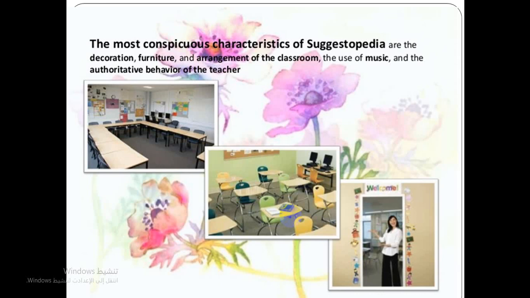Colorful posters on the wall display natural scenes as well as grammatical information about the target language in order to take advantage of students' peripheral learning. Students learn easily and effectively from what is presented to them in their environment, as you see here in these pictures.